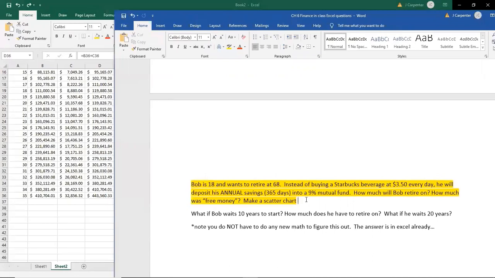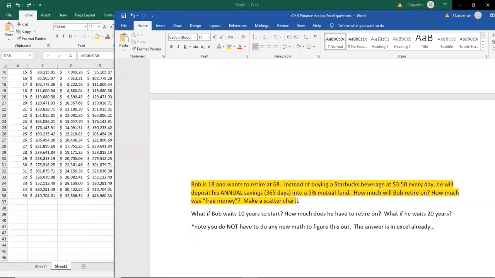Do I have enough time to do this one? I think I have just enough time. So Bob is 18 and wants to retire at 68. Instead of buying a Starbucks beverage at an average of $3.50 a day, so he's not even getting the fanciest beverage there, he's not even getting a biscuit or a pastry to go with it. Now, what he's going to do is deposit his annual savings into a 9% mutual fund. So again, just a tick better than the average. How much will Bob retire on?